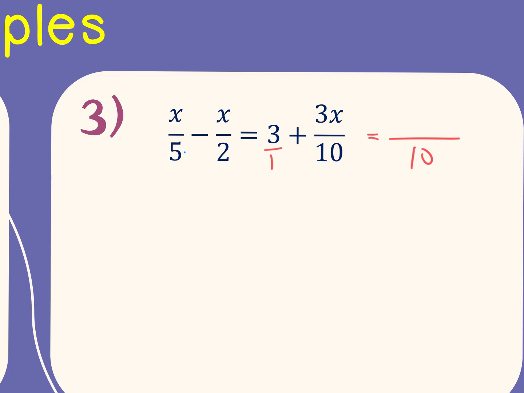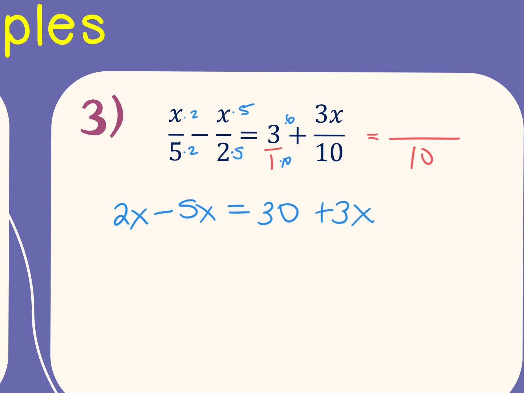So let's see what we need to do to each. What do I multiply 5 by to make it a 10? 2, so what you do to the bottom, you do to the top, correct? So you have 2x. What would I do with my 2 to turn it into a 10? Multiply by 5, so what you do to the bottom, you do to the top. So this is minus 5x equals, well, what would I have to do with 1? What would I multiply 1 by to make it 10? 10, what you do to the bottom, you do to the top. So this becomes 30. Then do I need to do anything with 3x over 10? Nope, just stays as 3x.